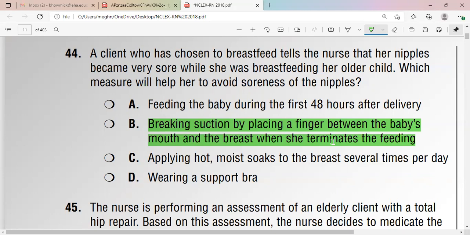So answer A is incorrect because feeding the baby during the first 48 hours after delivery will provide the colostrum, but will not help soreness of the nipple. Answers C and D are incorrect because applying hot, moist soap several times a day might cause burning of the breast and cause further drying. And wearing a supporting bra will help with engorgement, but will not help the soreness of the nipple.